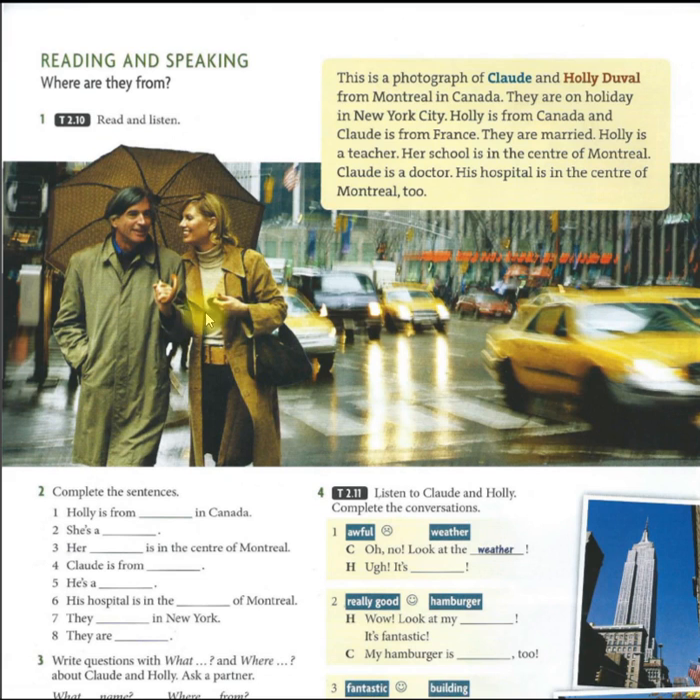Look at the picture. The passage and the people will be related to the picture. So this is a photograph of Claude and Holly Duval from Montreal in Canada. They are on holiday in New York City. Holly is from Canada and Claude is from France. They are married. Holly is a teacher. Her school is in the center of Montreal. Claude is a doctor. His hospital is in the center of Montreal too.